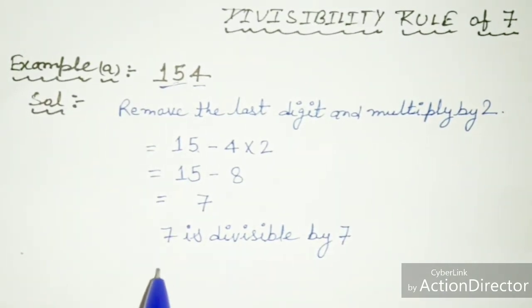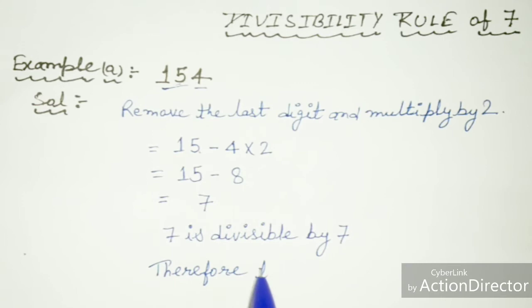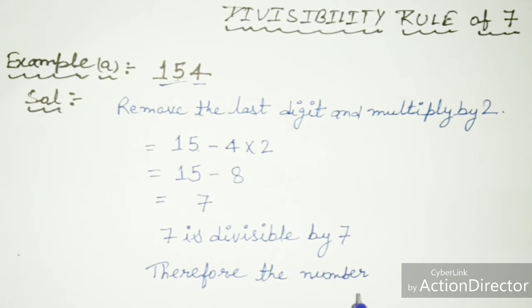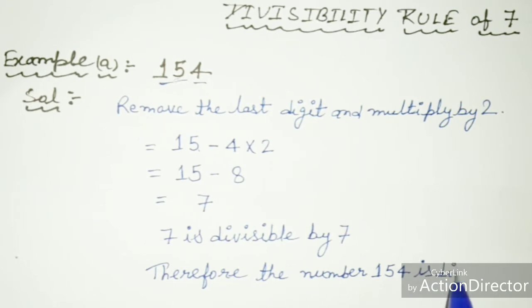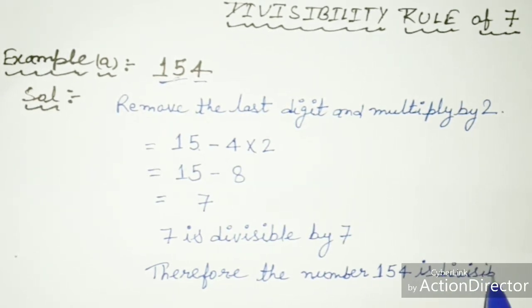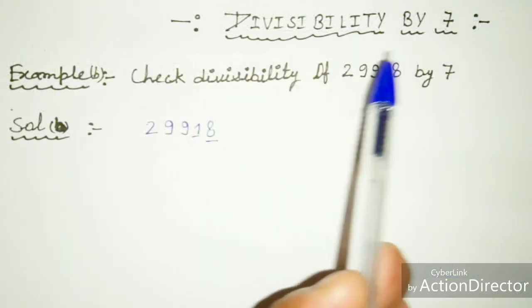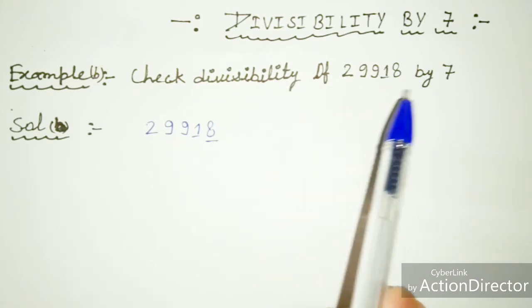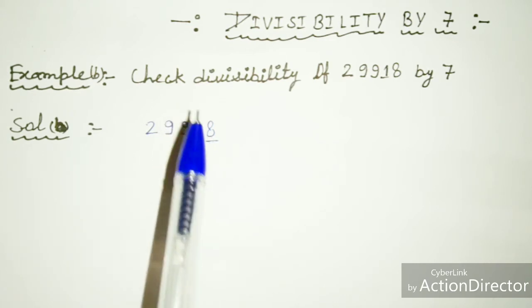So therefore the number 154 is divisible by 7. Divisibility by 7. Now example number B, check divisibility of 29,918 by 7. So the number is 29,918. We apply the same rule here.